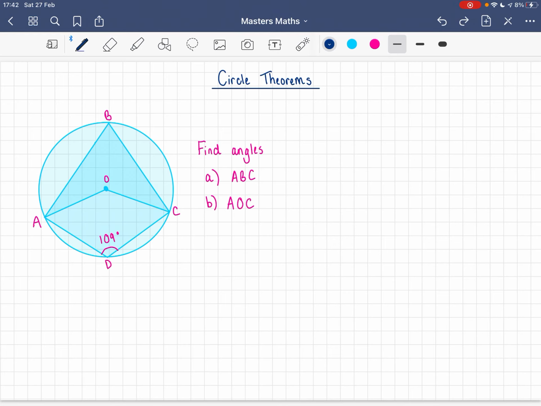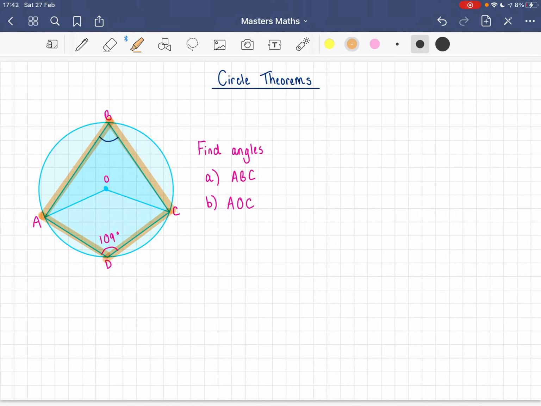Here's our first question. We have a circle, we have some angles and lines and things in the middle of it. We need to find angle ABC and angle AOC using the circle theorems. So the first one, angle ABC, means we are trying to work out this angle here. Now, what we have in this diagram is a cyclic quadrilateral. So I'm going to highlight it so you can see where it is. So we have a four-sided shape where all four corners are on the circumference of the circle. So that is a cyclic quadrilateral.